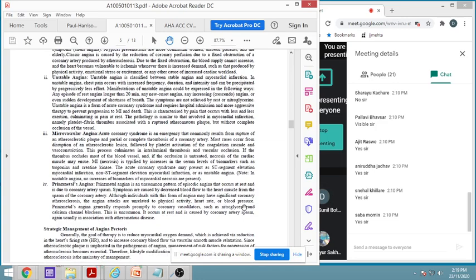Then microvascular angina. Acute coronary syndrome is an emergency that commonly results from rupture of an atherosclerotic plaque and partial or complete thrombosis of the coronary artery. In most cases, there is a disruption of atherosclerotic lesions. It is followed by platelet activation, and then there is a coagulation cascade and vasoconstriction. So this overall process results in intraluminal thrombosis. Inside the lumen of the artery, thrombosis is there, and therefore there is an occlusion of the blood vessel, or too much reduction in the blood vessel lumen size.